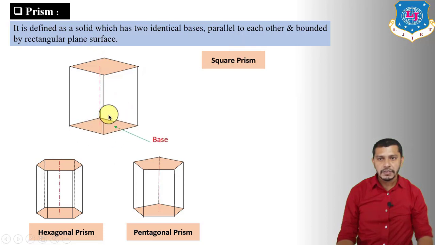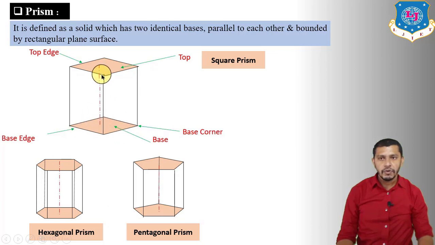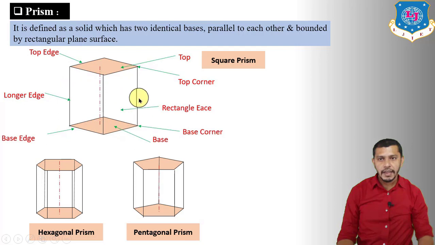So this will be the base of the prism, this will be our top face or top. This will be our base edge of the prism, then this will be our top face edge of the prism. This will be the base corner. Right now this is the square prism. So in the square prism we have a total of 4 base corners and 4 base edges, 4 top corners and 4 top edges. So these are our top corners and these are our top edges, and this will be our longer edge, or we can also say side edge, and this will be our rectangular face or side face.